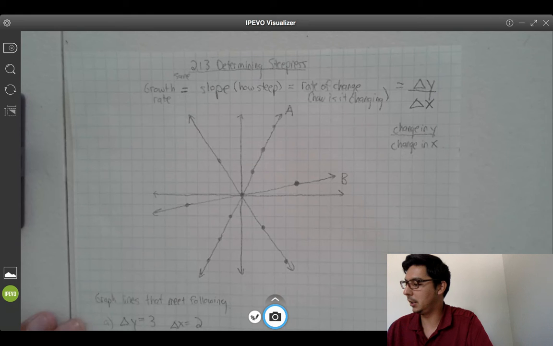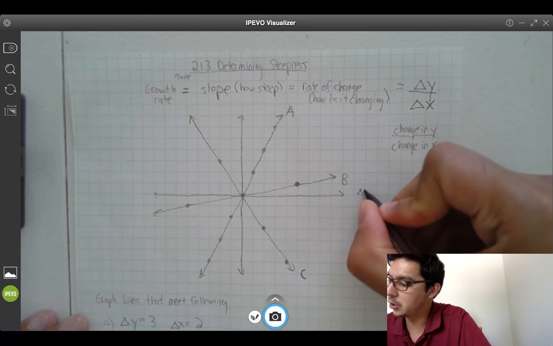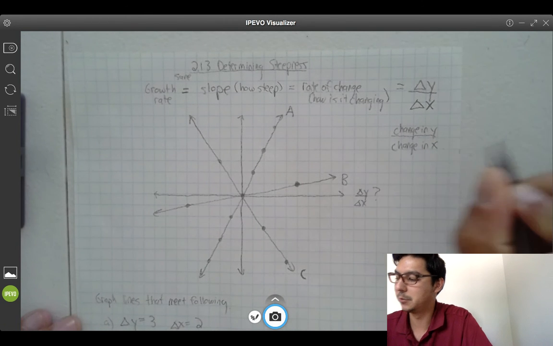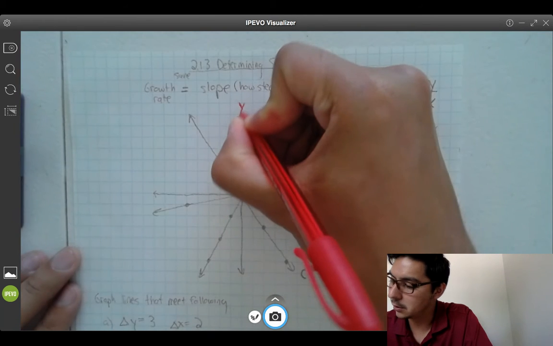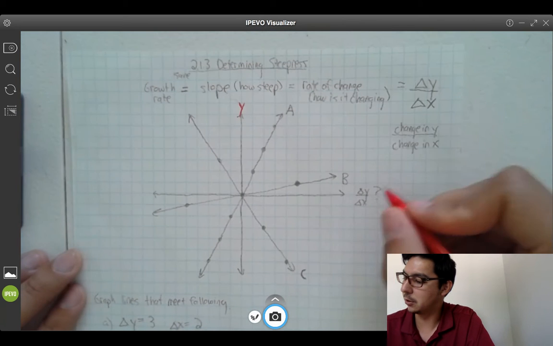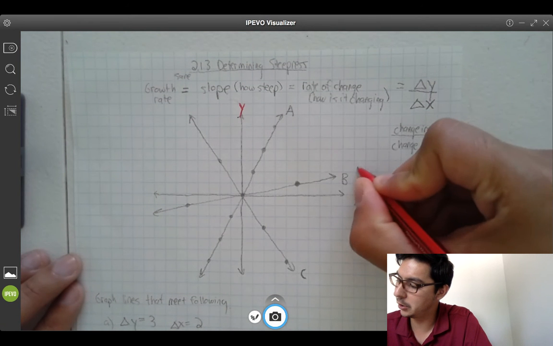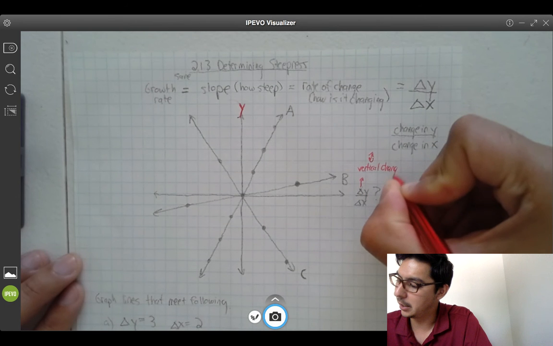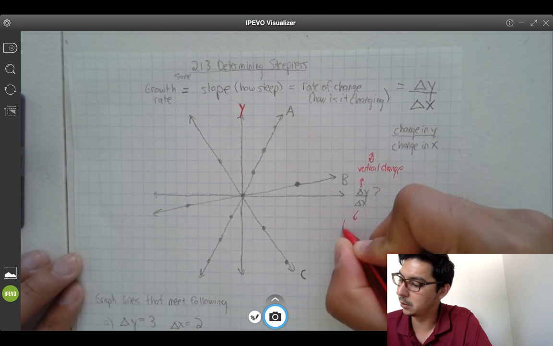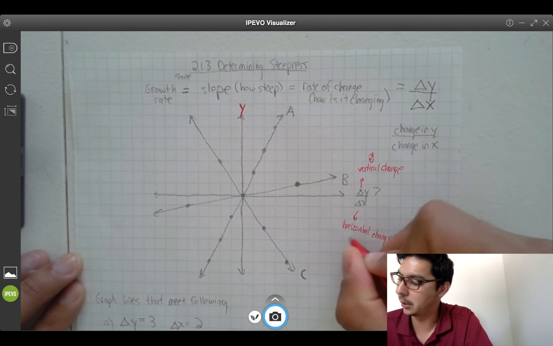So if we look at these lines, I have A, B, and C here, and I ask you what's the change in y or change in x of each. Let's see if we can find it. Now remember, and I'll use red to help us see this, that y is the up and down. So change in y is your vertical, up and down change. And the change in x is your horizontal change, left and right.